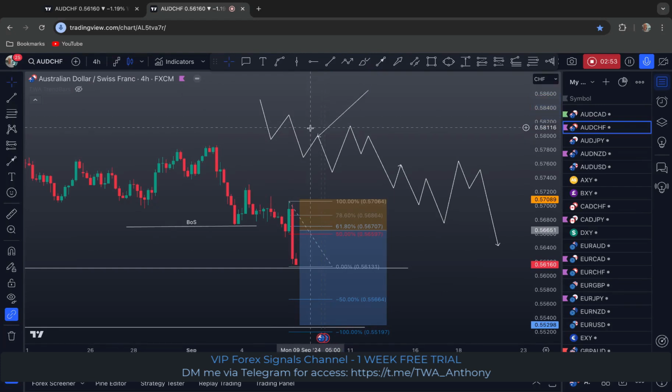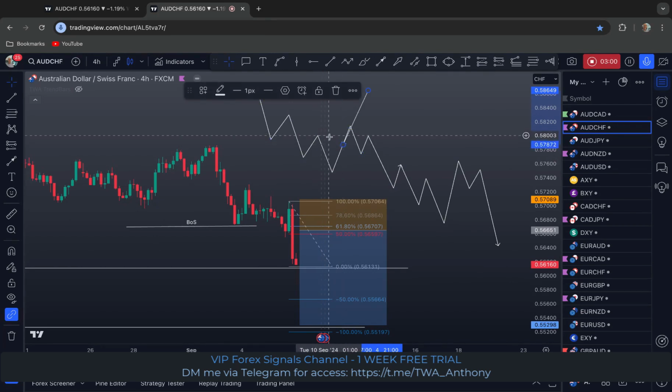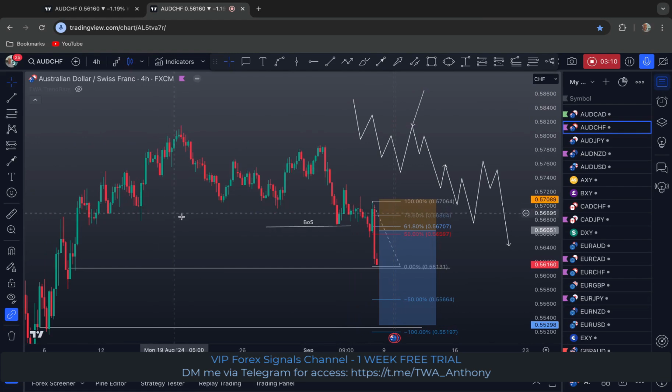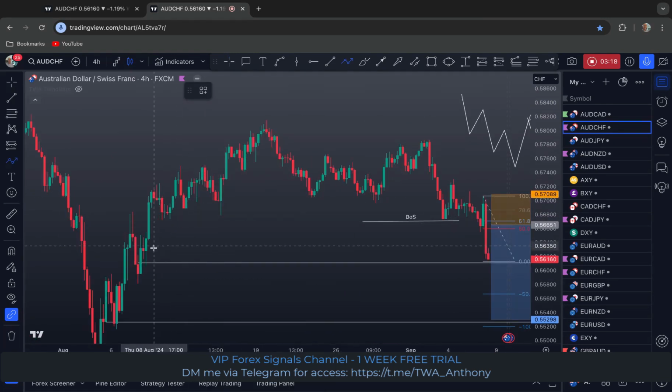So here we have the situation again. We get this pullback, and it might pause here. So if we sell here, we put our stop above the previous high, okay, gets taken out. So just be careful because that's been going on. Okay, here's an example right here. So you need to somehow factor this in, right?